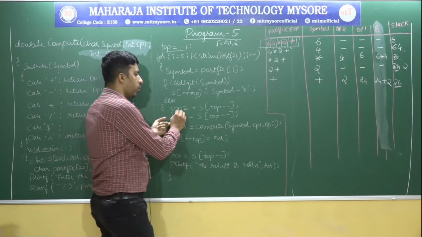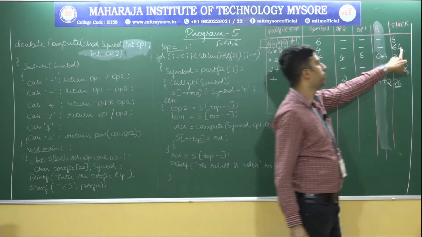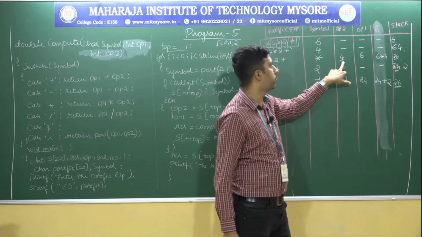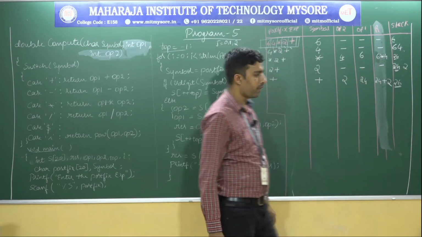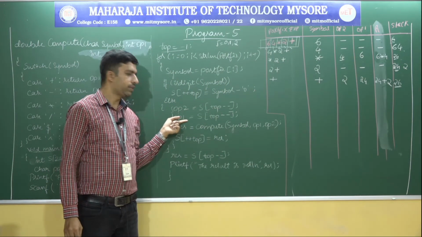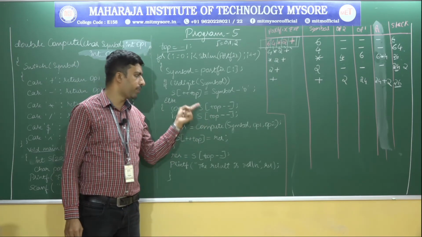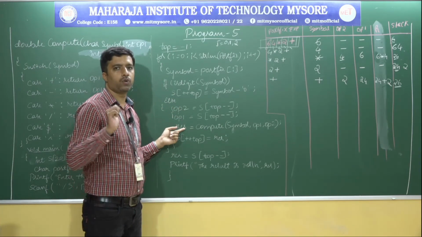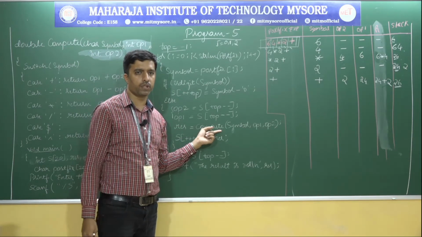In the else part, operator 2 is stack top minus, which means the first popped out symbol will be stored at operator 2. The second popped out element will be stored at operator 1. Two popped out elements are obtained, operator 2 and operator 1. Next, how to compute the result? Result is equal to compute. It calls one more function, that is compute.